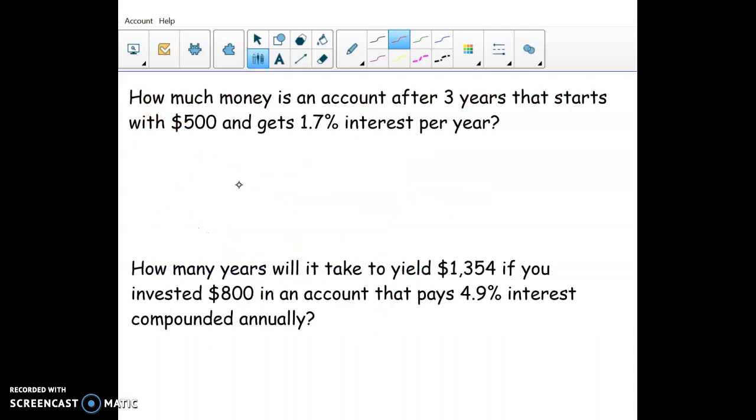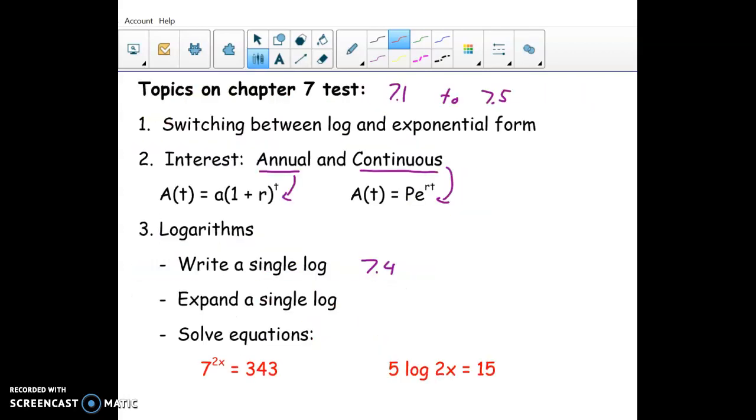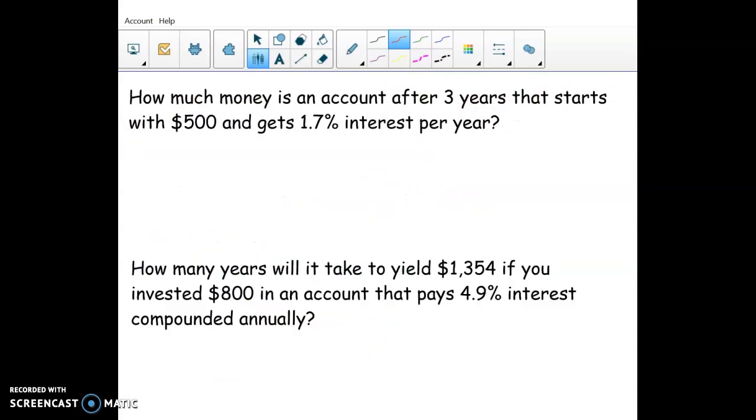Okay, and I should have said this earlier too. You should always try these before watching the solutions, right? So here's a couple more interest ones for you to try. Pause the video, reference the 2 formulas. Hopefully you have them written down somewhere. They'll be given to you on the test, but for this review, write them down. So try these 2 and then unpause the video.